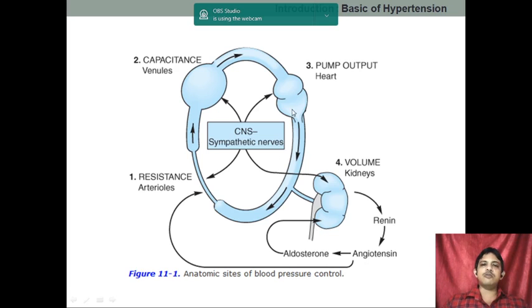Now whenever we are talking about blood pressure or hypertension, we need to understand how it is regulated in our body. Here we have a conceptual diagram: the venules, the heart, sympathetic nerves from the CNS, the kidney, and the arterial resistance we are talking about. Now, blood pressure depends upon the cardiac output and the peripheral resistance. Blood pressure is mainly regulated by two mechanisms.